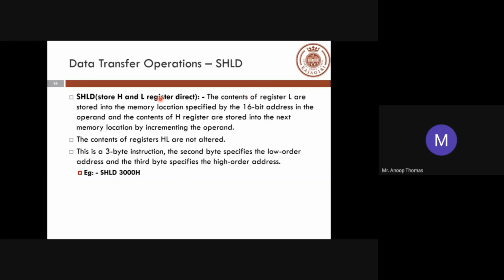SHLD, direct: the contents of the register L are stored in the memory location specified by the 16-bit address, and the contents of the H register are stored in the next memory location by incrementing the pointer. So it's the reverse of the load instruction. With a 3000 address, the contents of H are not altered, so HL remains the same.